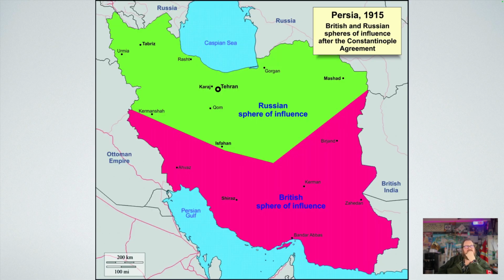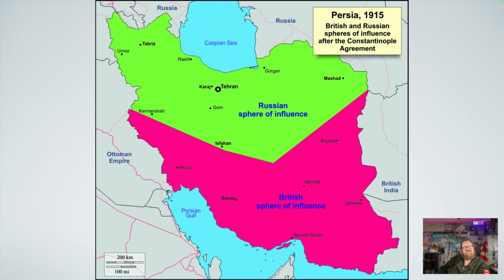Also, the British and the Russians in about 1915, shortly after, during World War I, will actually make an agreement between each other to divide up what they called Persia at the time, what is now called Iran, into spheres of influence that each would control. The British had the southern part, the Russians had the northern part.